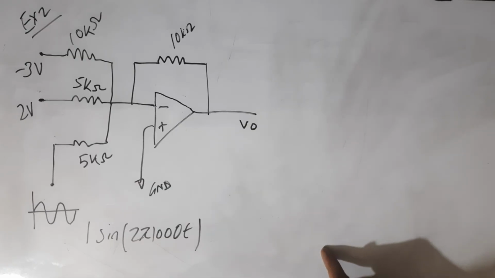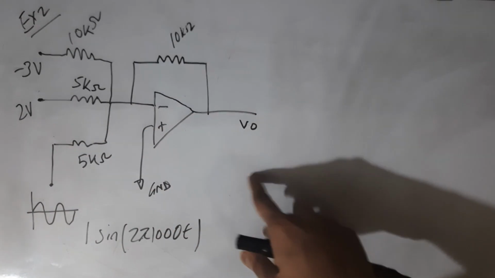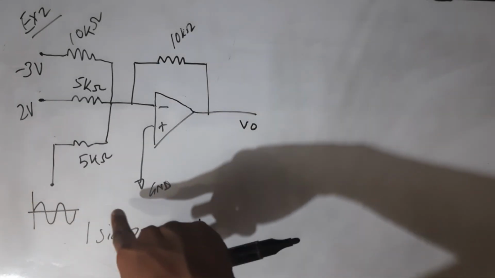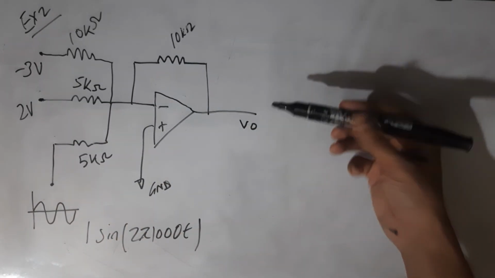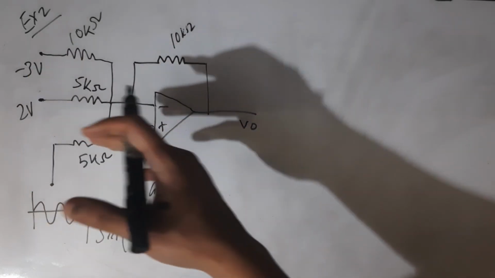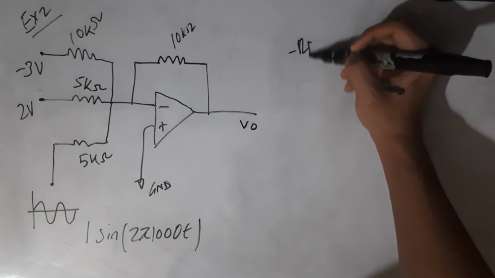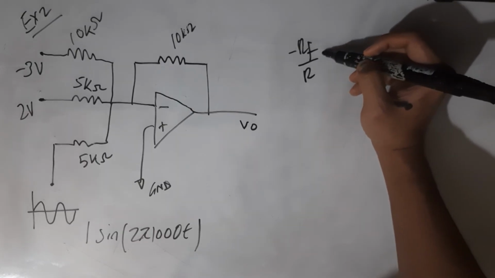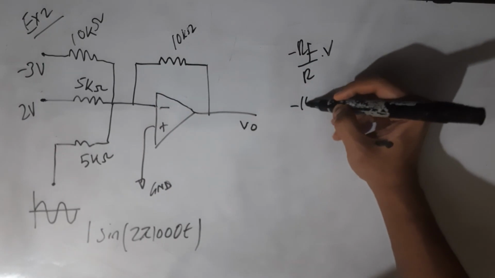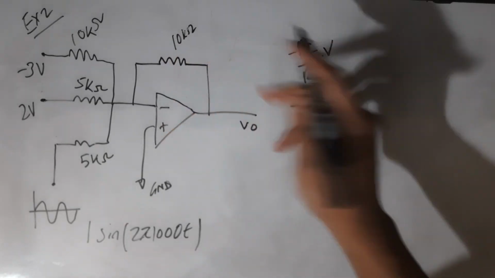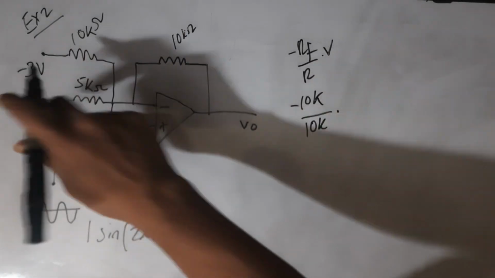Example number 2. In the previous example, we had DC voltage source as the input. In this example, we have DC voltage source as well as an AC source. So to solve this circuit, initially we will deal through the DC sources first. So the equation is minus RF by R into voltage. RF is 10K, RF is the feedback resistor, divided by 10K multiplied by minus 3.